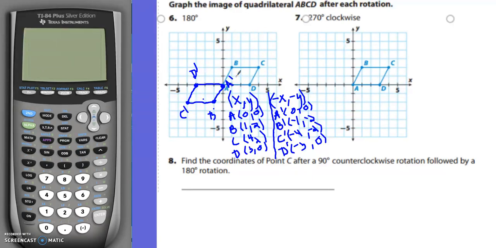Okay, let's go to number 7. We're going to do 270 degrees clockwise. Well, that's the same as 90 degrees counterclockwise.